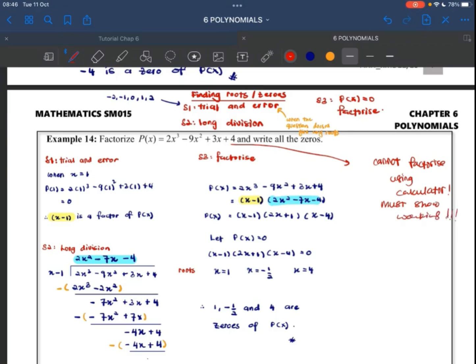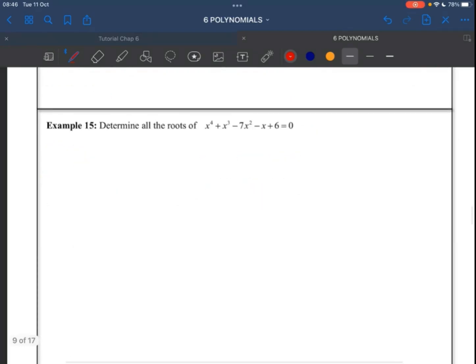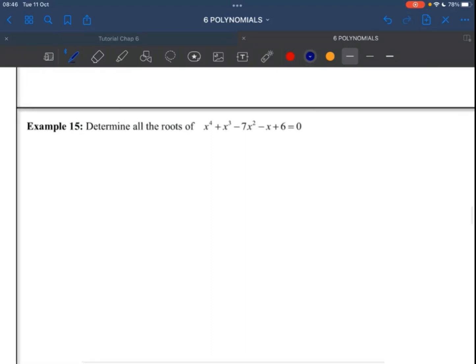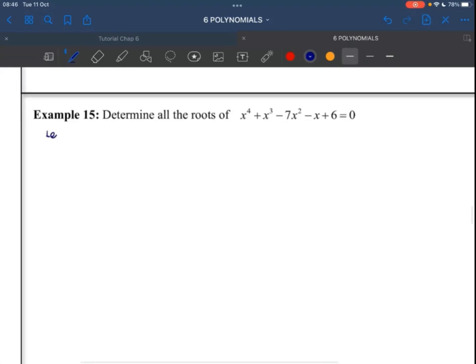Alright, so let's look at example 15. Determine all the roots of x for x cubed minus 7x square minus x plus 6. Again, it doesn't give any roots, any factors, any zeros. The only thing we have is P(x). So we let P(x) equal to x to the power 4 plus x cubed minus 7x square minus x plus 6.